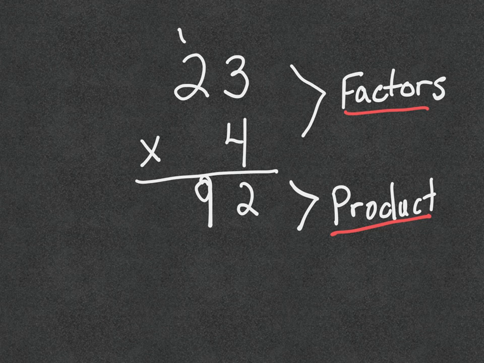Now, to multiply, we do 3 times 4 is 12. Put the 2, you carry the 1. 2 times 4 is 8, but don't forget to add on that 1 to get 9. So the product is 92. The fourth multiple of 23 is 92.